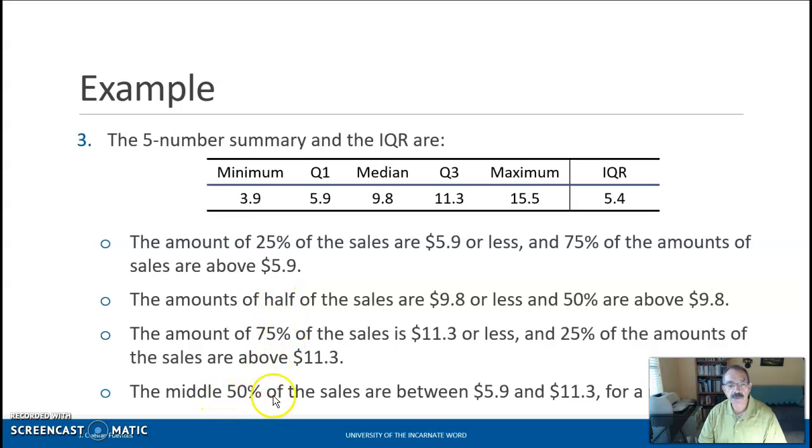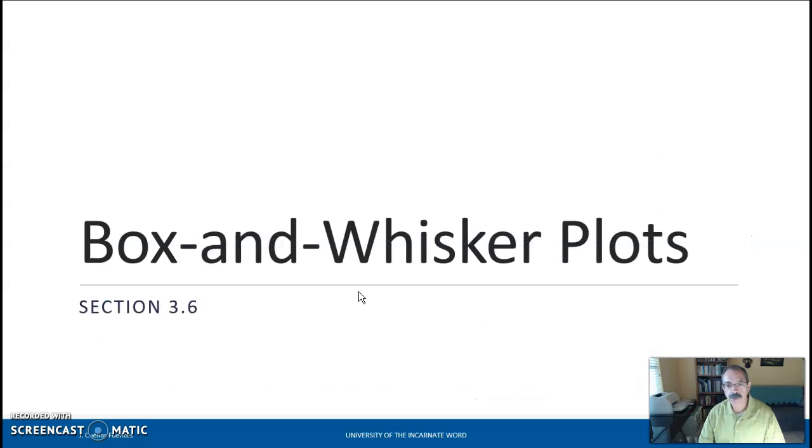And then the middle 50% of the sales are between $5.9 and $11.3 for a range of $5.4. So this is the interquartile range. So again, this example shows you how to find the quartiles, the minimum, the maximum, and the interquartile range, and how to interpret these values. In the next section, we'll talk about box and whisker plots.